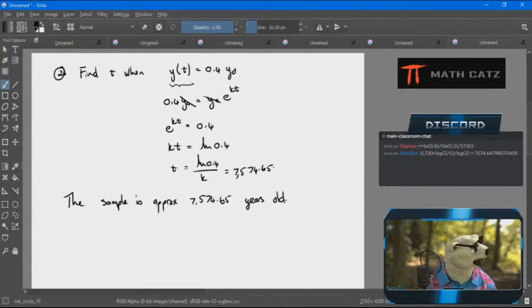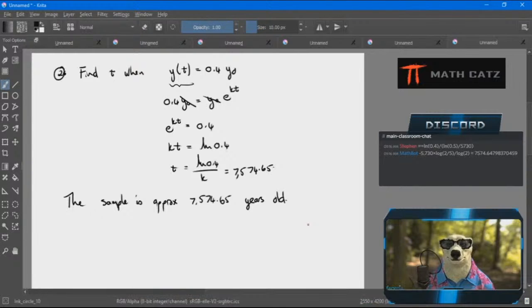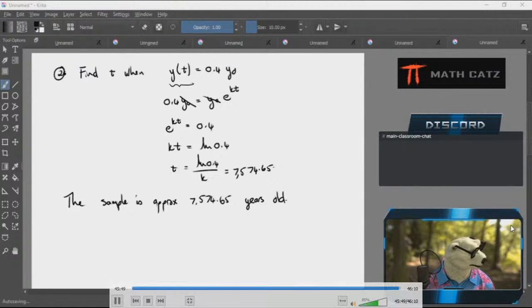So even with this basic differential equation, there are a lot of interesting and very practically relevant things one can do, like carbon dating and things like that. All right, we will end it there for now. That gives us a good variety of basic radioactive decay questions.